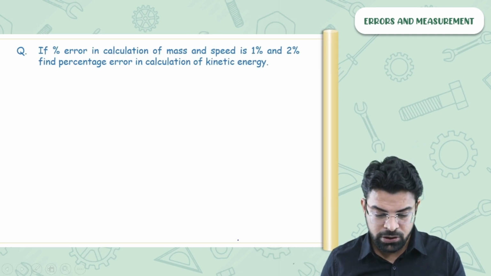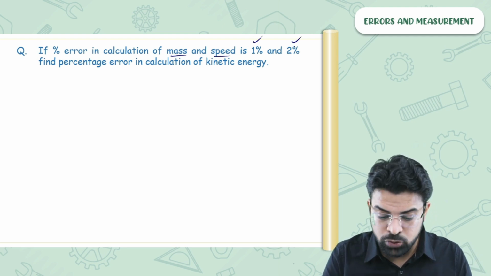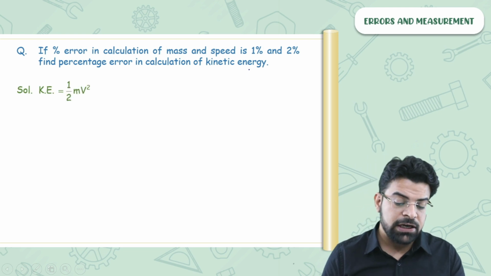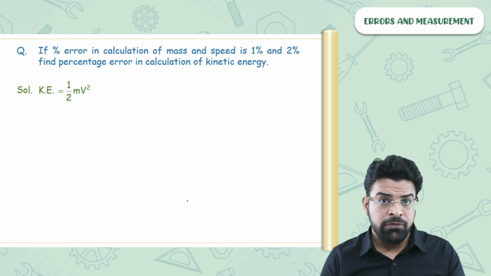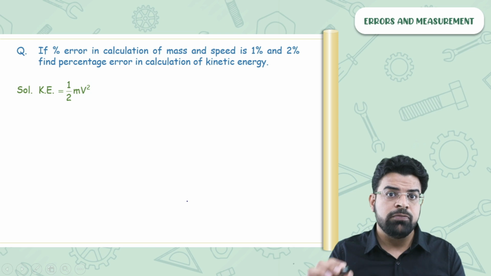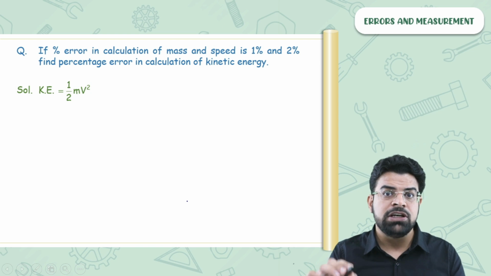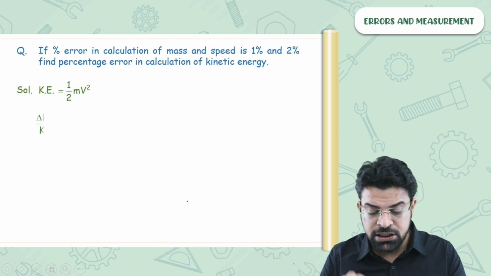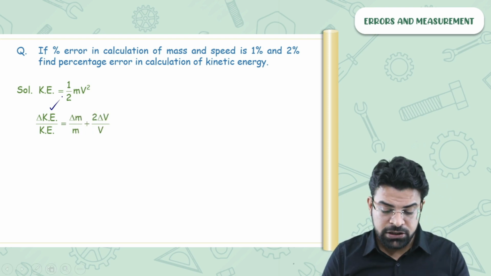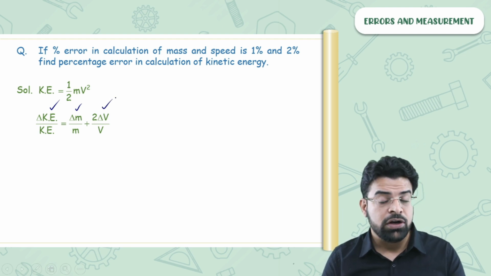These are simple things. If the percentage error in calculation of mass and speed is 1% and 2%, find the percentage error in calculation of kinetic energy. We know that kinetic energy is half mv square. Using the formula, if z equals k a raised to power alpha, b raised to power beta upon c raised to power gamma, then delta z by z equals alpha delta a by a plus beta delta b by b plus gamma delta c by c. I can say that the relative error in measurement of kinetic energy equals the relative error in measurement of mass plus 2 times the relative error in measurement of speed.